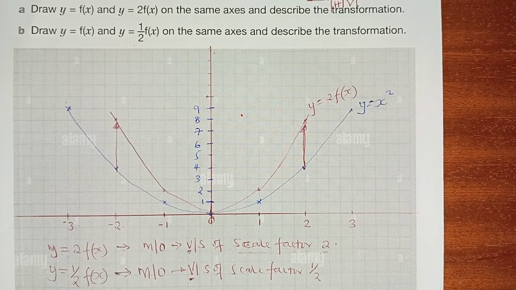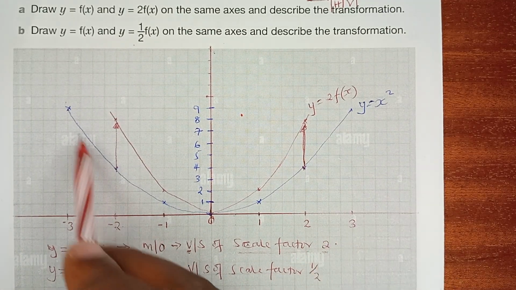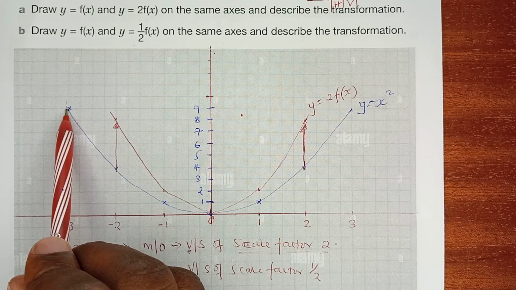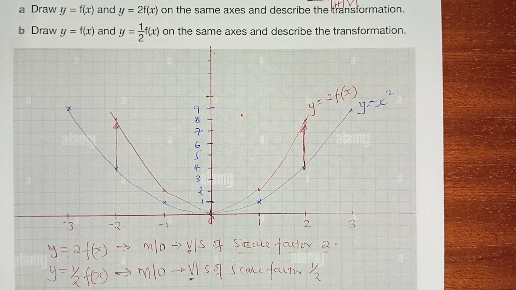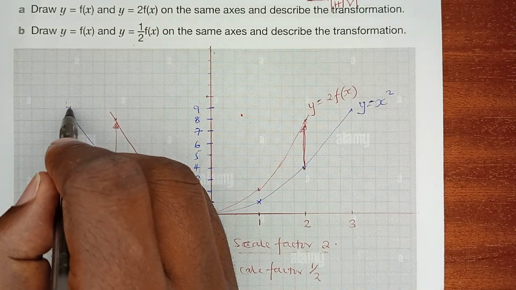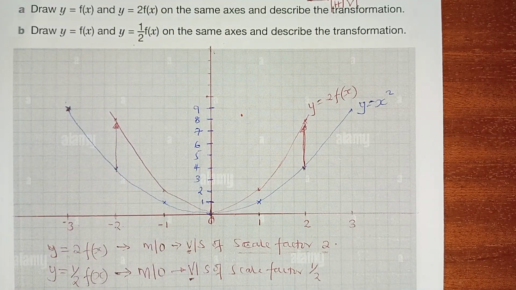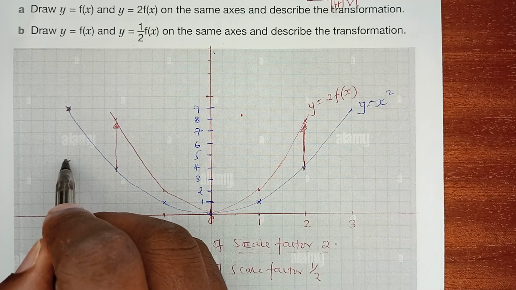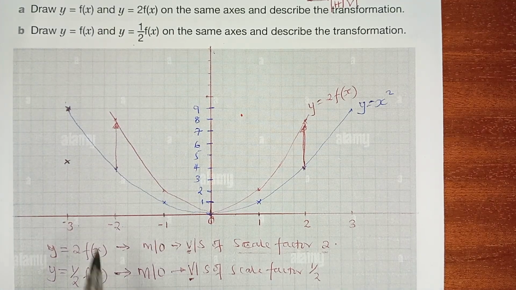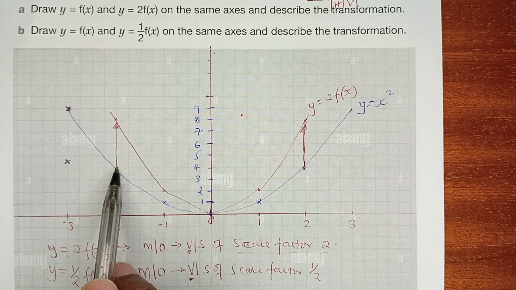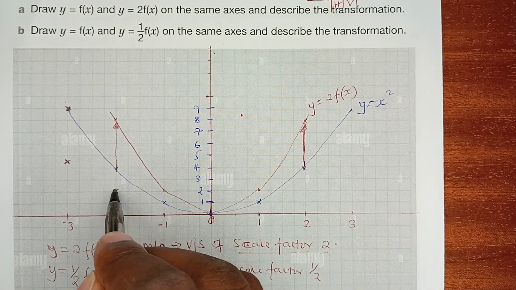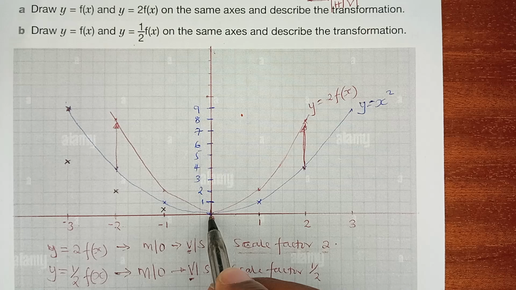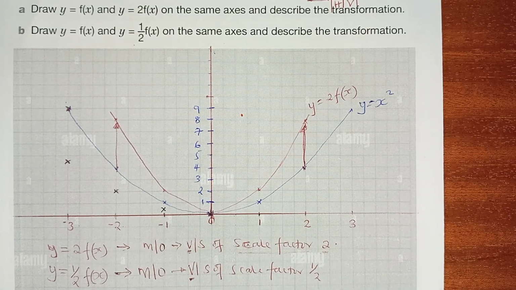It therefore follows that in the original graph, the blue one, which is y is equal to x squared, the y here is 9. 9 times a half is 4 and a half. So we go down 4 and a half and we land here. The value of y here is 4. 4 times a half is 2. There. The value of y here is 1. 1 times a half is a half. There we go. 0 doesn't change because 0 times half remains 0.